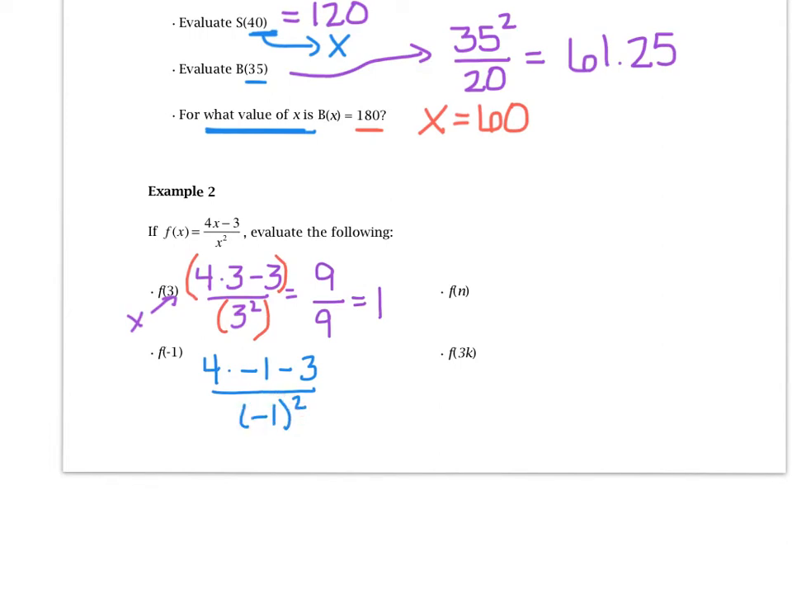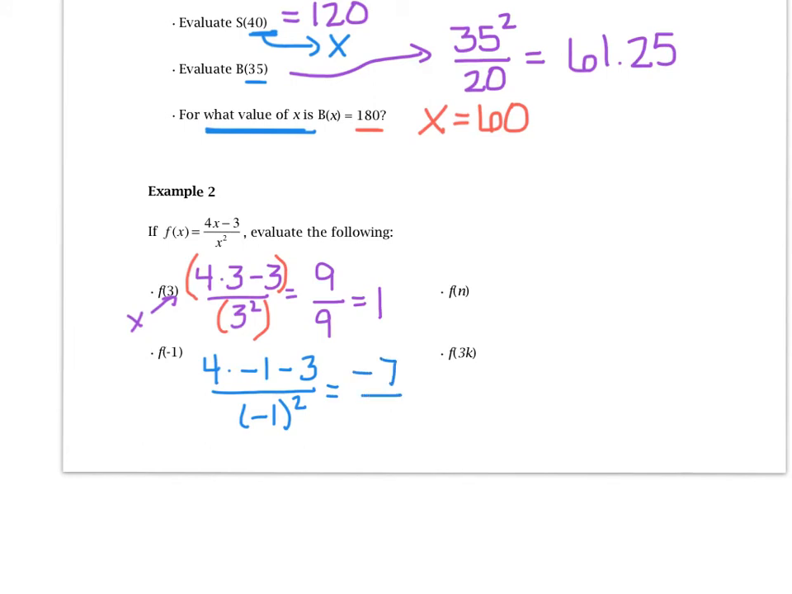That's going to be a really important concept this year. You're going to hear me talk about that a lot. When you square or when you raise a negative number to any power, you have to put it in parentheses. So 4 times negative 1 is negative 4. And then negative 4 minus 3 will leave me with negative 7.